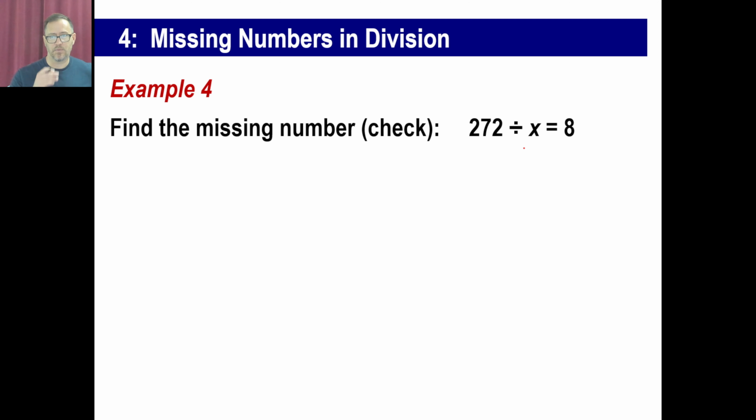All right, here's another one. Find the missing number and check. Just pause it and go ahead. You do this yourself. When you're finished, come back and I'll do it. Okay, so go ahead and pause it. Okay, now you probably said, wait a minute, 272 divided by something is 8.